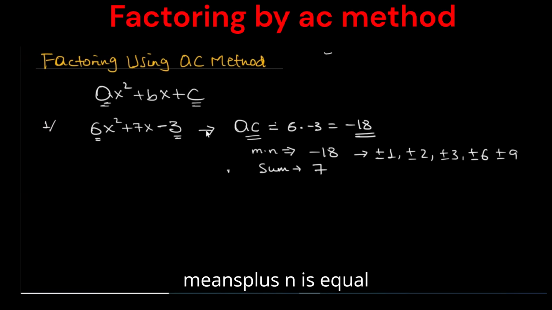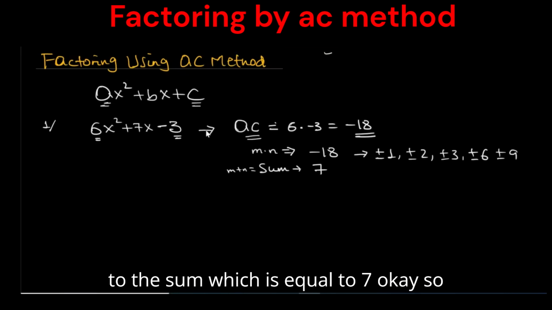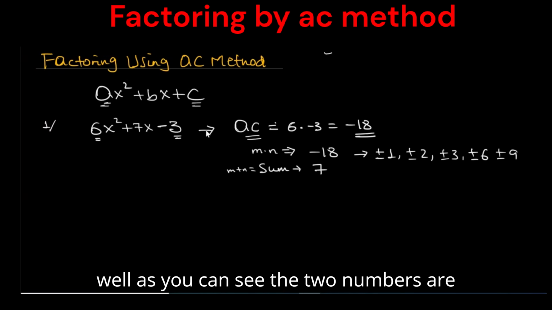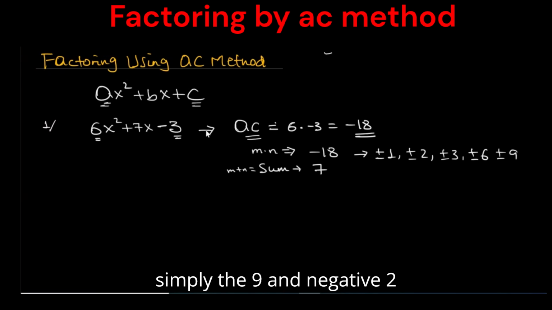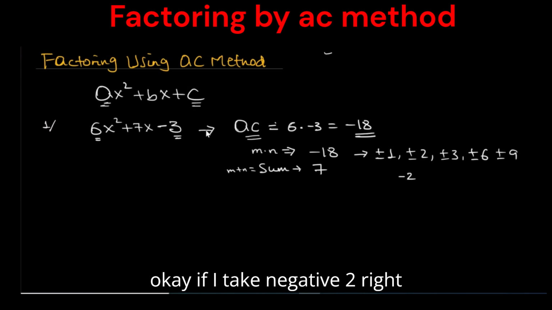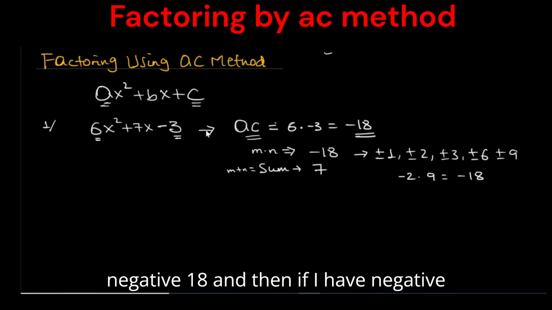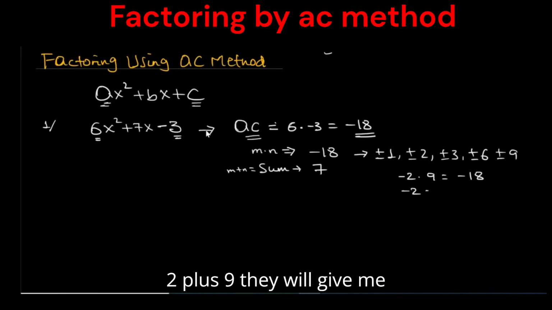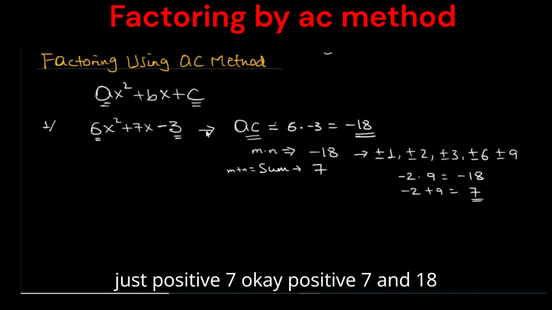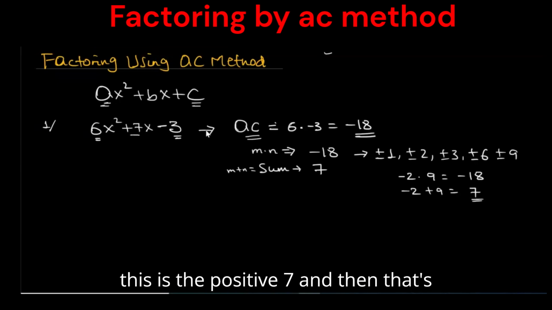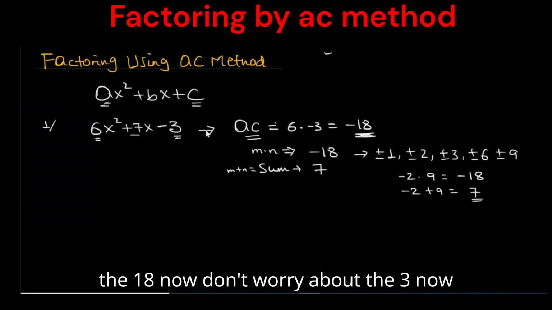That means m plus n is equal to the sum, which is equal to 7. As you can see, the two numbers are simply 9 and negative 2. If I take negative 2 times positive 9, they give me negative 18. And if I have negative 2 plus 9, they give me positive 7. This is the positive 7, and that's the 18. Don't worry about the 3 now.